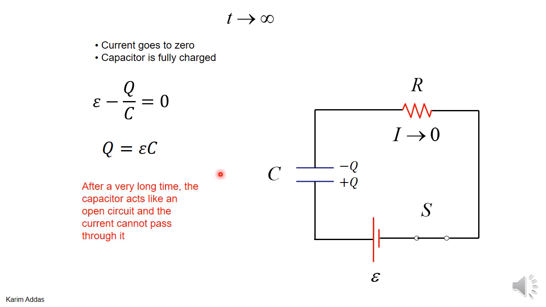So notice that the capacitor behaves in a different way than at very long times. At very long times, the capacitor behaves like an open circuit. So the current cannot pass through, and the current just goes to zero at very long times.